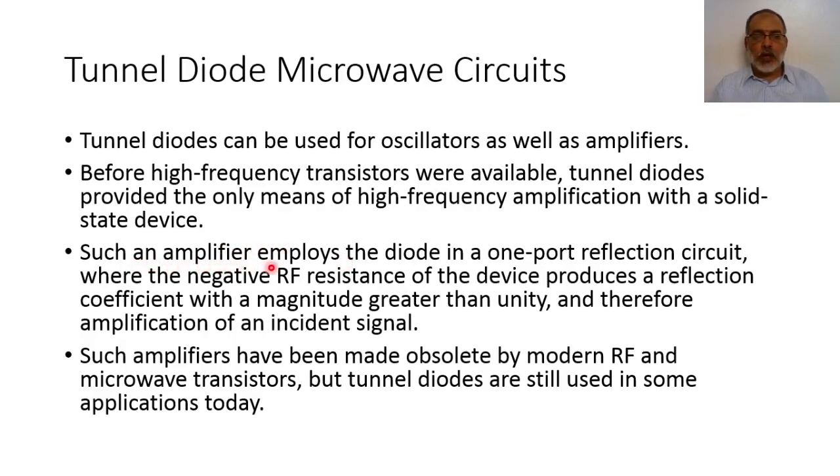So such an amplifier employs the diode in a one port reflection circuit, where the negative RF resistance of the device produces a reflection coefficient with a magnitude greater than unity. And in the lecture on the Gunn diode, we discussed how the negative resistance introduces a reflection coefficient with magnitude greater than unity, which means amplification of the incident signal. Such amplifiers have been made obsolete by modern RF and microwave transistors. However, tunnel diodes are still used in some applications, especially for microwave oscillators, for example.